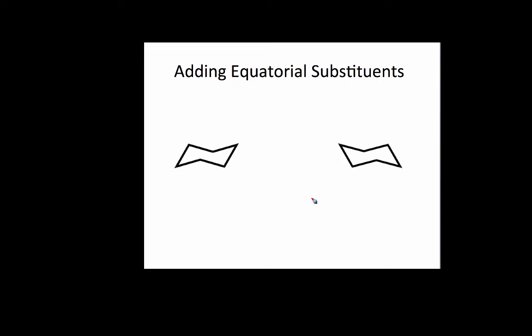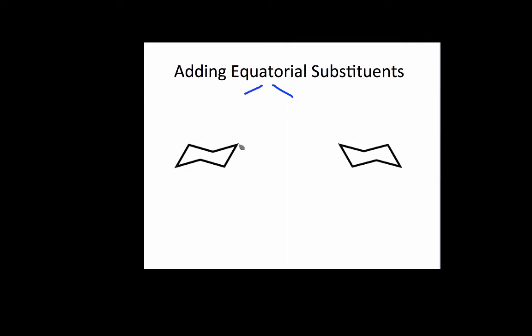Now we're going to work on drawing in the equatorial substituents, and again, every chair cyclohexane is going to have 6 things that are equatorial. Equatorial substituents are really coming off kind of to the left or to the right, but they're not straight up or down, and they're not perfectly left and right, they'll have just sort of a slant to them. What we want to do is use the ring to help us figure out exactly how the equatorial substituent should be drawn.